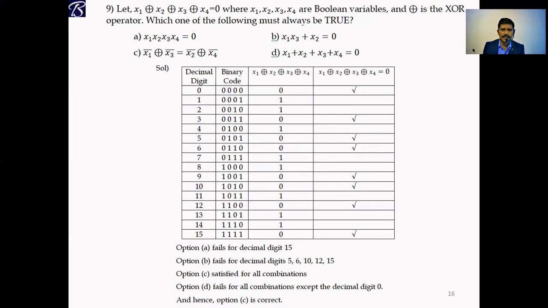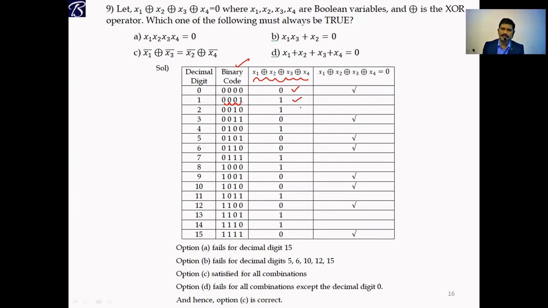See here, the decimal digits total 16, right? Because there are 4 variables and the binary code we know. And he has given this term x1. If you apply the XOR operation for this, 0 XOR 0 is 0, 0 XOR 0 is 0, 0 XOR 0 is 0. Like that, you apply the XOR operation. 0 XOR 0 is 0, and for 0 XOR 1, both are different, that's why it is 1. Like that, you fill this in.